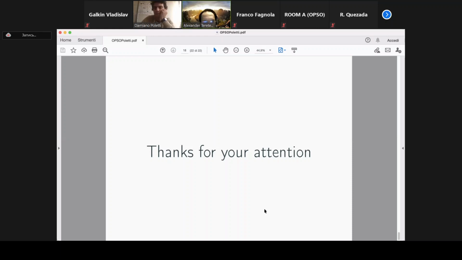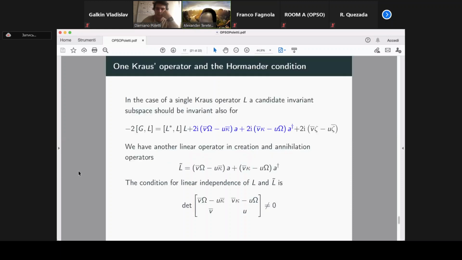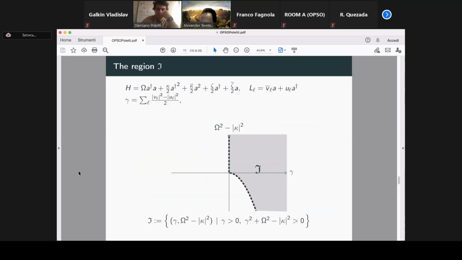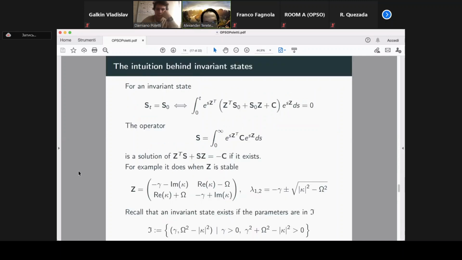Maybe I will ask a question. So once again, the result concerns the situation when we have, as you said, a stable matrix. We have the invariant states. Yeah, exactly, and they are the only case in which we have an invariant state. That's also the point.